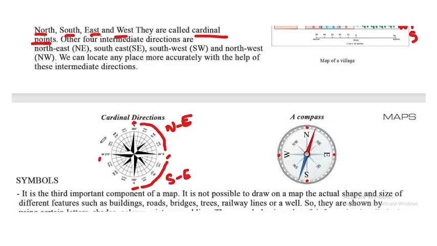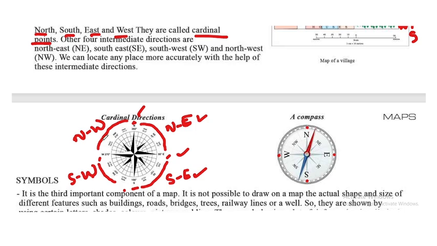And similarly, what is this? Between north and west. So this is known as the northwest direction. And here, between south and west, this is known as the southwest direction. The first four are called cardinal points, and these are known as intermediate directions. So there are a total of 8 directions: north, northeast, east, southeast, south, southwest, west, northwest.